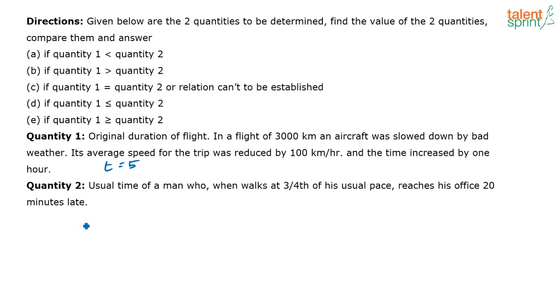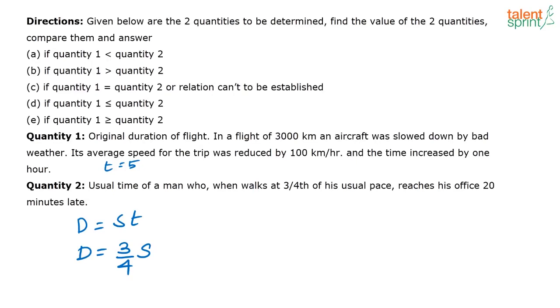Now what does that mean? See, if the distance to the office is d and let him generally travel with a speed s and a time t. You know, distance is equal to speed into time. Now what is happening? The distance is still the same. So what is happening to his speed? It has become 3/4 of the earlier speed, and he is reaching the office 20 minutes late.